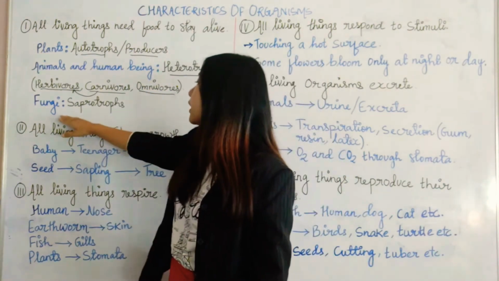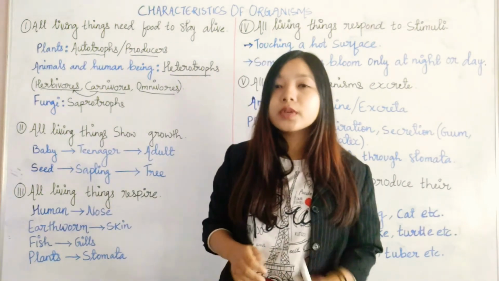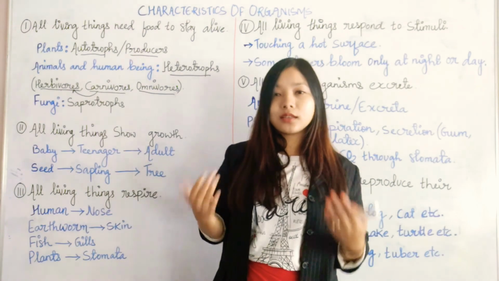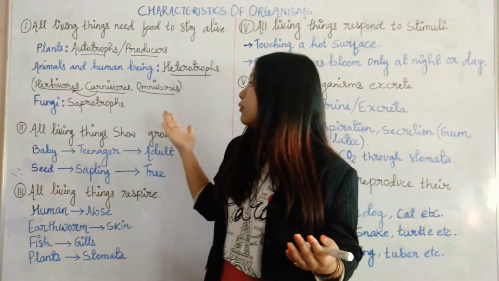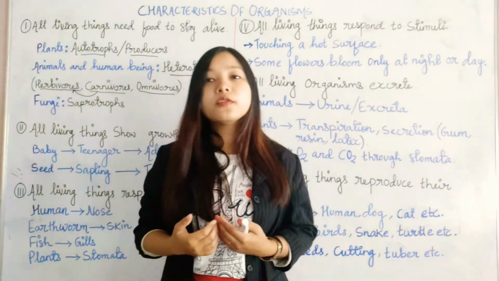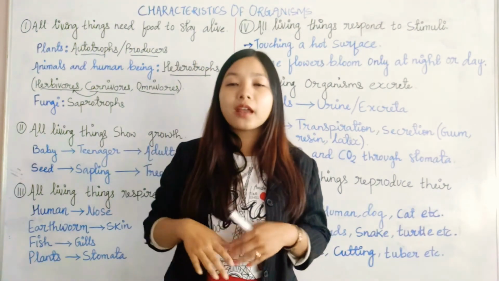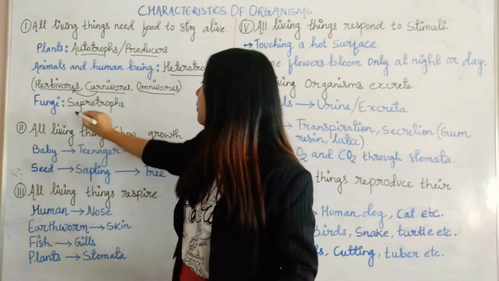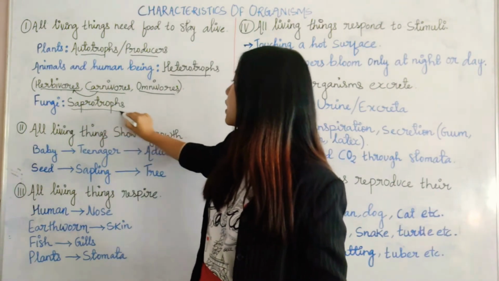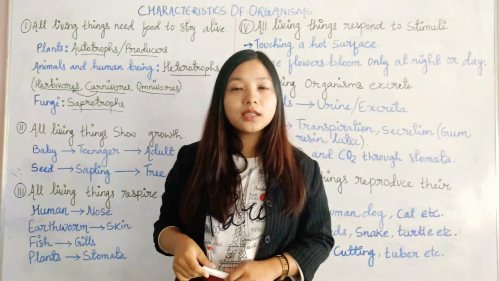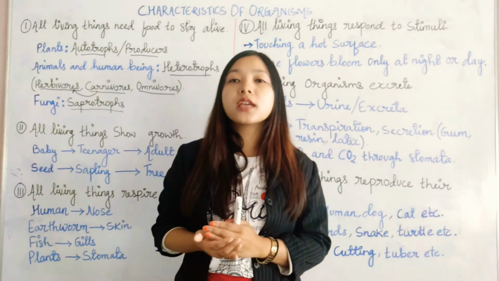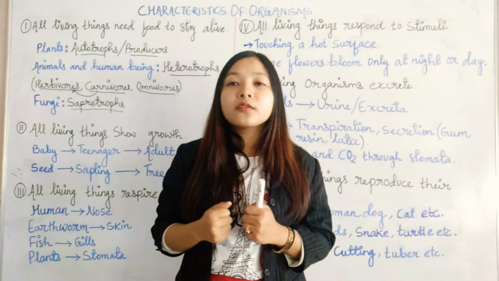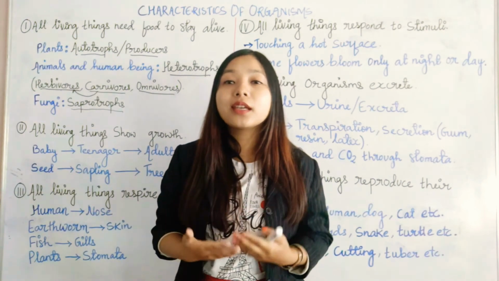Next is fungi. Fungi or fungus, you must have heard, but most of us don't know what their food actually is. What is their mode of nutrition? How do they obtain energy or food? So fungi are mainly called saprotrophs. What does it mean? Saprotrophs are those organisms which absorb nutrients or food from dead and decaying matter.